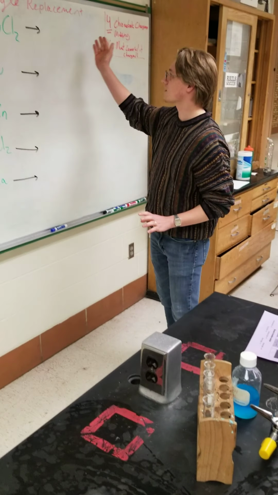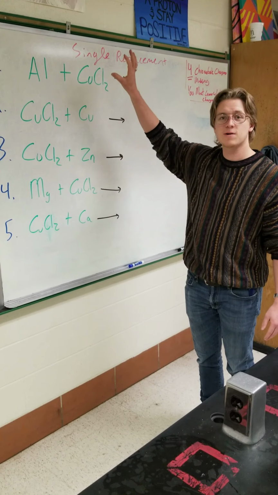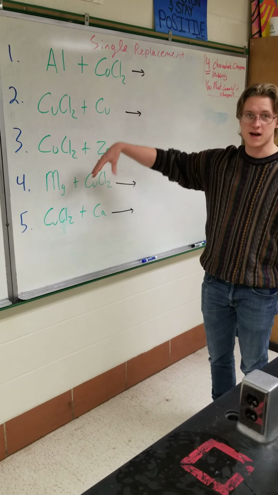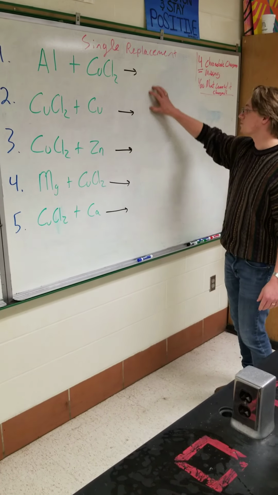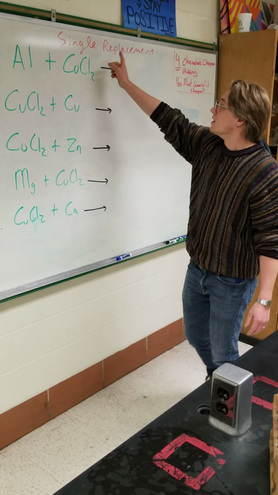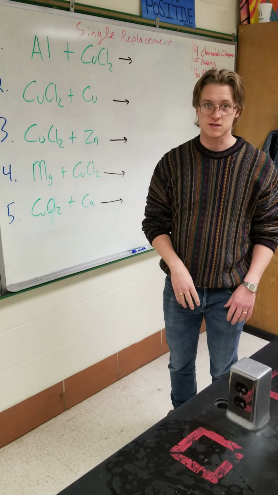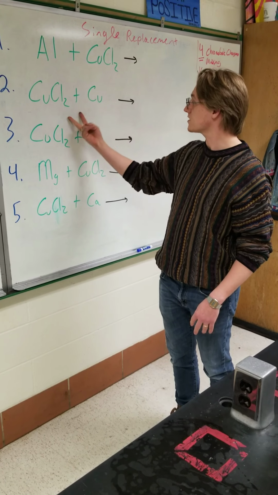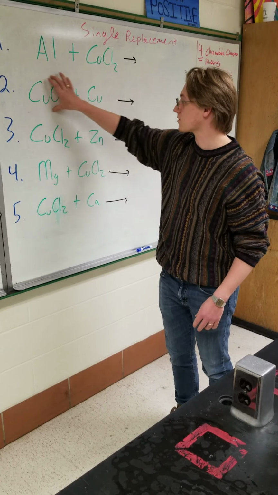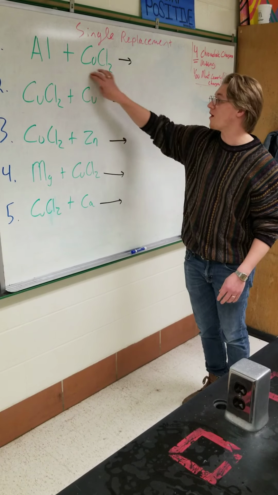Looking at the board here, single replacement reactions. Right here, we have our reactants. The first part of every chemical reaction, on the left side of the arrow, is going to be the reactants. And then this side will be the products, which we will write eventually. As you can tell, it's single replacement, which means only one thing is being replaced. So you're always starting with two different things, but notice how copper chloride here has two elements, and then there's just copper here. So we're talking about one thing replacing the other.